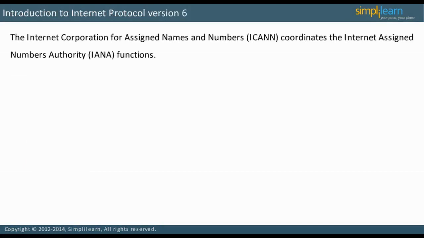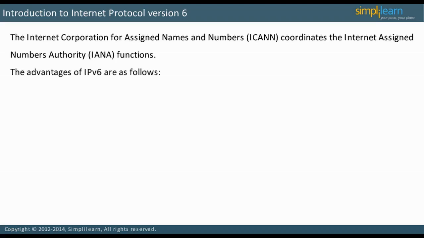The Internet Corporation for Assigned Names and Numbers, ICANN, coordinates the Internet Assigned Numbers Authority IANA functions. This means that they assign blocks of IPv4 and IPv6 addresses to regional Internet registries. Internet service providers normally acquire addresses from these registries. Most companies are assigned addresses by their ISP. IPv4 is running out of addresses, thus a move to IPv6 is imminent.